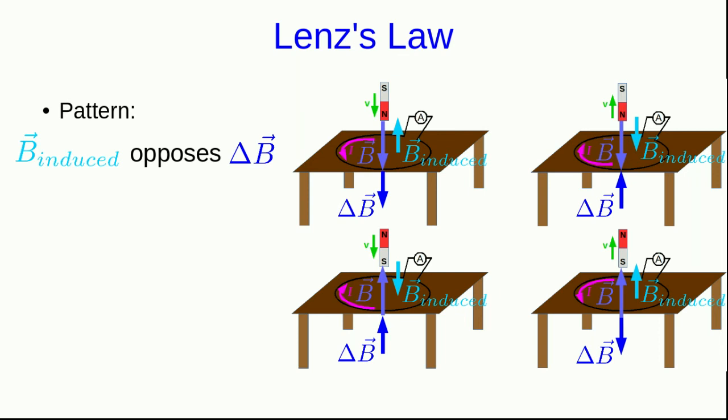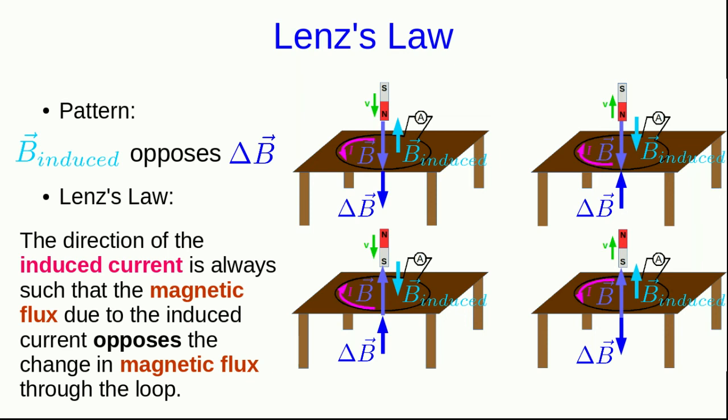And so the law that we state out of this isn't stated in terms of fields, it's stated in terms of fluxes. And here it is, Lenz's law. The direction of the induced current is always such that the magnetic flux due to the induced current opposes the change in the magnetic flux through the loop. Clear? Probably not. This one takes a lot of practice to think through.